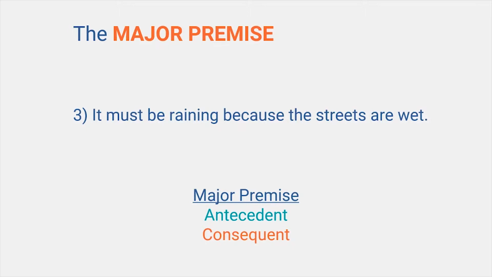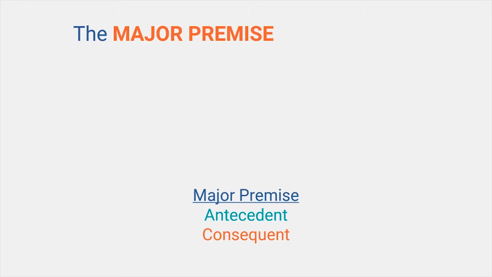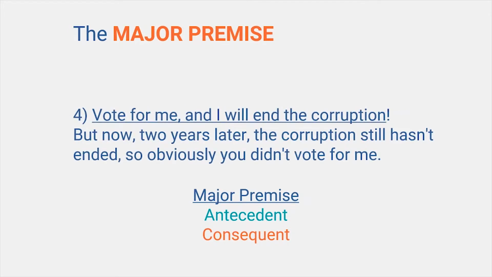But if we think about it a little, we will see it must be something like, if it rains, the streets are wet. Or in logical terms, A, if it rains, B, then the streets are wet. And then the fourth example, A, if you vote for me, B, then I will end the corruption.